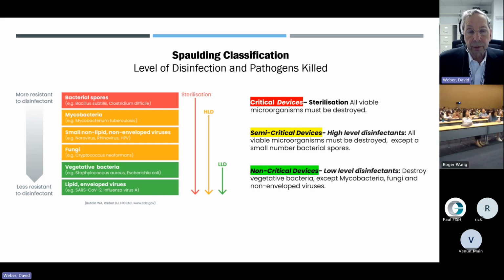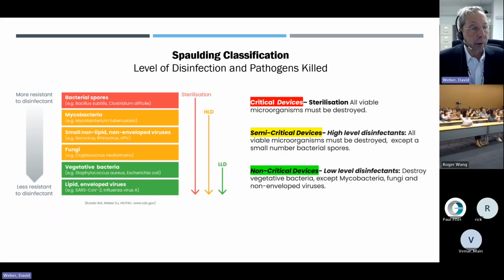Semi-critical devices are devices that touch non-intact skin or mucous membranes. For these, at a minimum, we do high-level disinfection, which destroys all viable microorganisms, except potentially for a small number of bacterial spores. And finally, we have non-critical devices. These would be devices that touch intact skin, such as a wheelchair, for instance, and we use low-level disinfectant on surfaces such as bed rails. And they should destroy vegetative bacteria, except they may incompletely inactivate mycobacteria, fungi, and non-enveloped viruses.